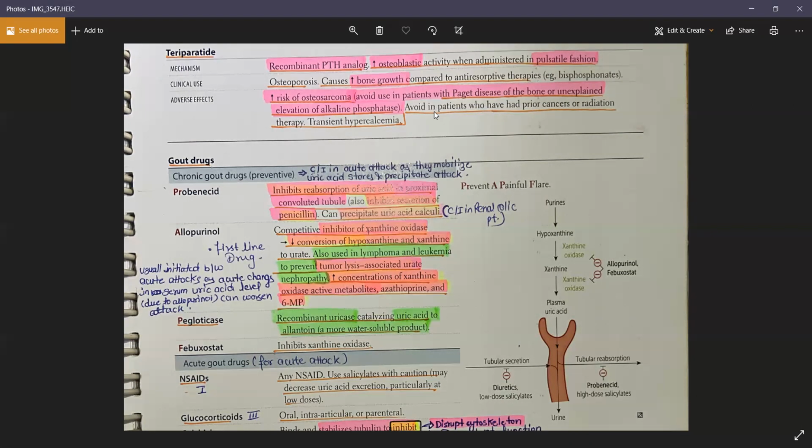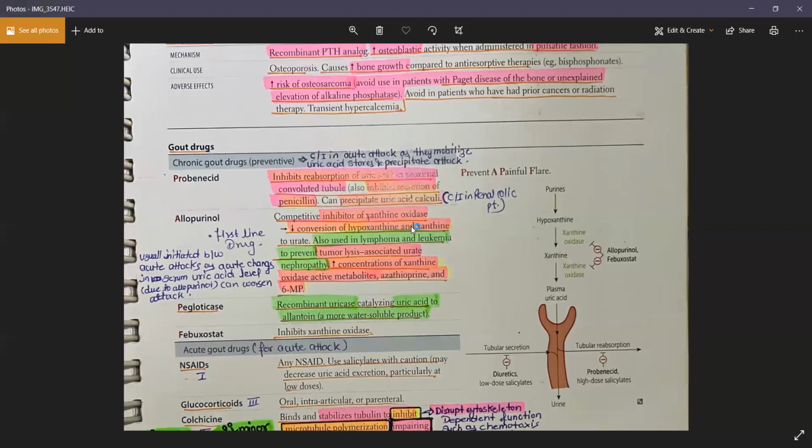You also want to avoid these agents in those who have a prior cancer history or any radiation therapy, right? Or those individuals who have a transient hypercalcemia. So any doubt on teriparatide?